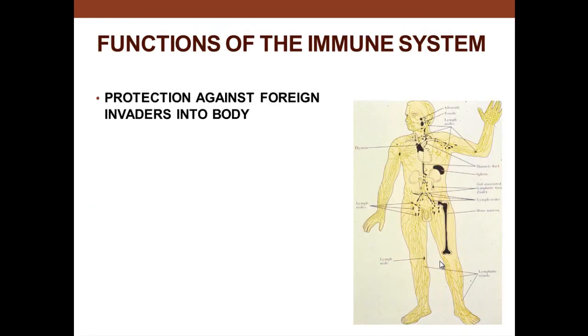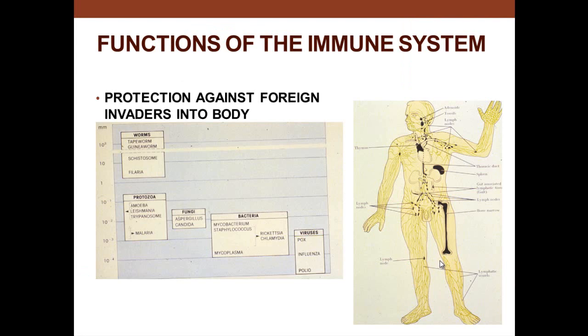Now, the function of the immune system is to protect against foreign invaders into the body. And we can see here there's a host of foreign invaders ready to get into the body. We have worms, which are the biggest one, protozoa, fungi, bacteria, and the smallest ones would be the viruses. Influenza gets a lot of us. We've all had flu at some time or another.